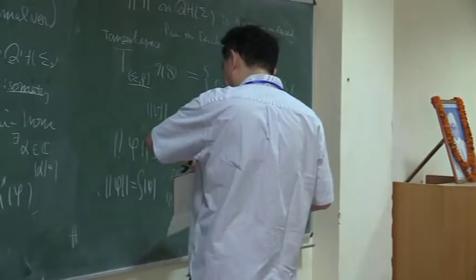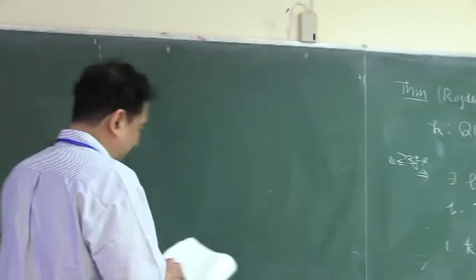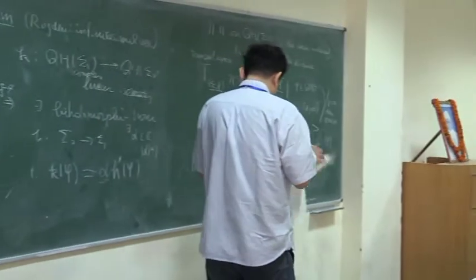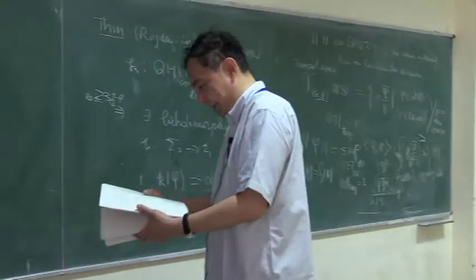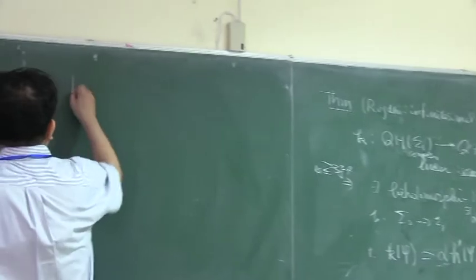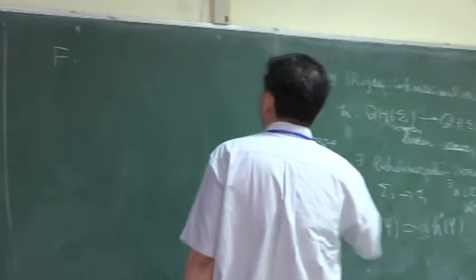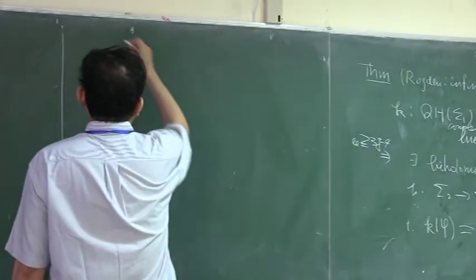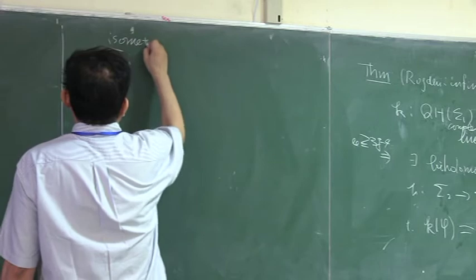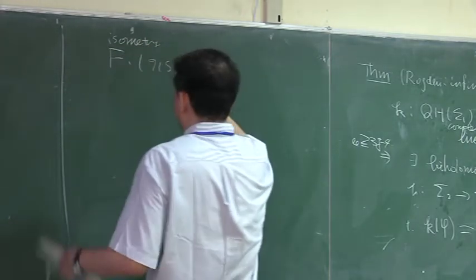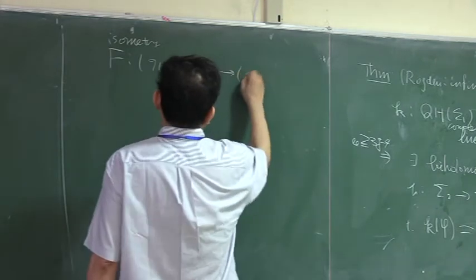Now, let me show you how we can prove the Royden theorem from the infinitesimal Royden theorem. So the setting is like this. In Royden's theorem, what you are given is an isometry f from the Teichmüller space with Teichmüller metric to itself.